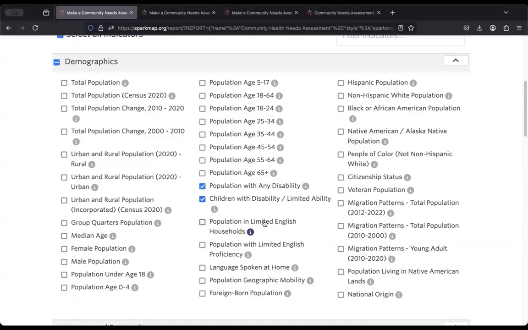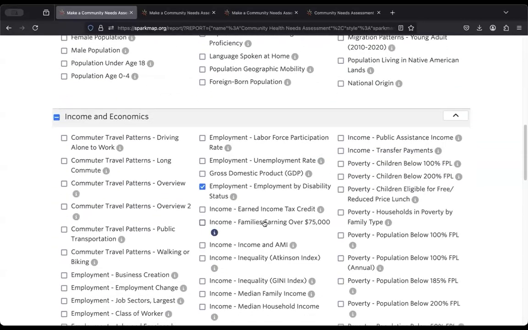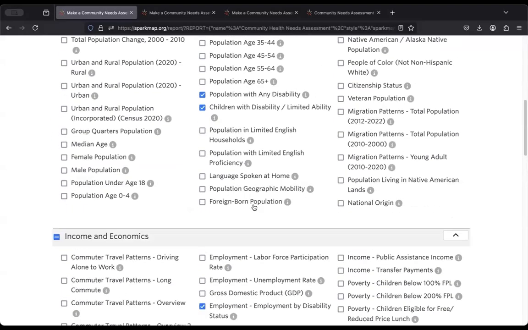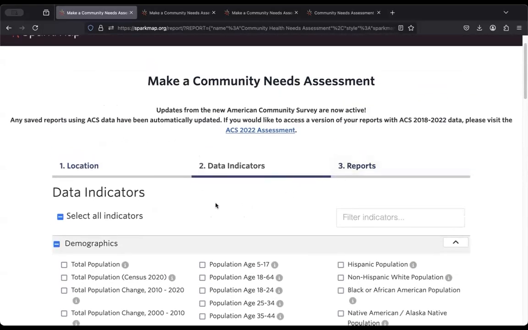and then children with a disability or limited ability. We also have, under income and economics, an employment indicator that is related. So we have employment by disability status. So those are the three that I'm going to look at together. We'll just talk through them a little bit, and we've got a couple more that we'll do as well.